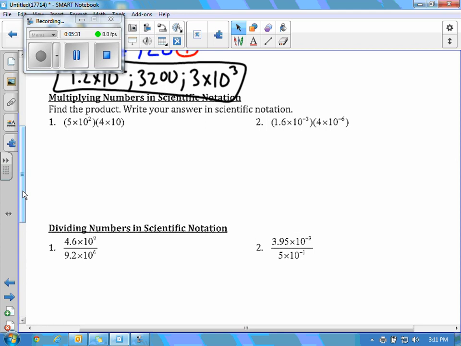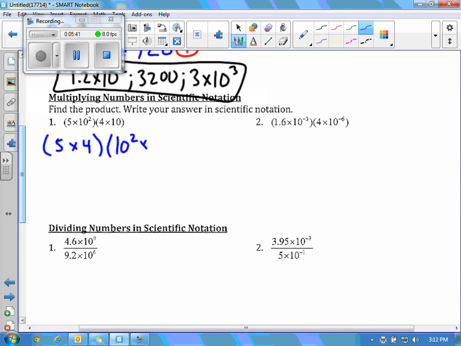When we're going to multiply numbers that are in scientific notation, we're going to start by multiplying the numbers that are out in front. So 5 times 4 I'm going to multiply together, and then multiply 10 to the second times 10, which is technically to the first. So 5 times 4 is 20. 10 to the second times 10 to the first gives me 10 to the third. So I'm just adding those exponents together.